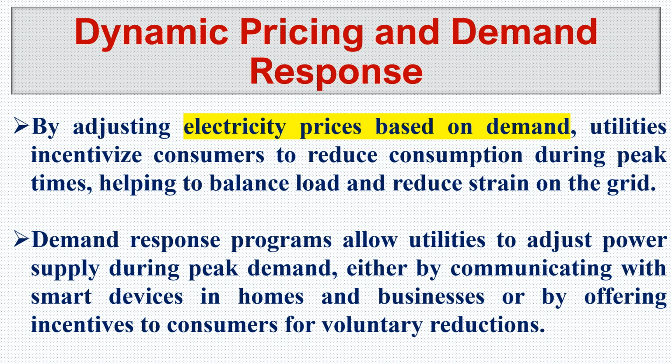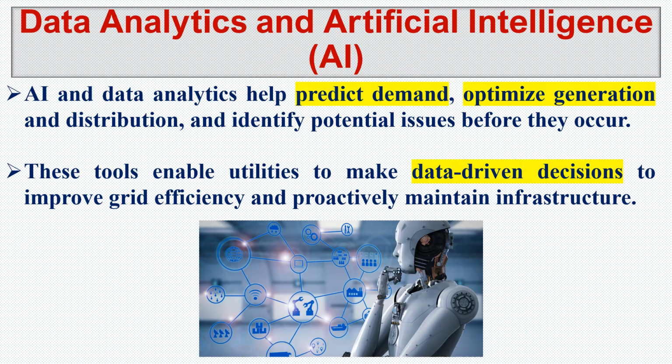There is one great program in developed countries. In future it may be possible in developing countries, but now we don't have a smart grid. Without a smart grid we cannot have this demand response program. Okay, that's the key. Demand response programs allow utilities to adjust power supply during peak demand, either by communicating with smart devices in homes and businesses, or by offering incentives to consumers for voluntary reduction. So it is a voluntary reduction. If you like, you can say yes, or you can reject it.